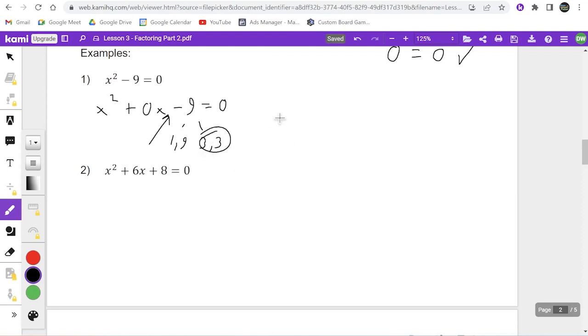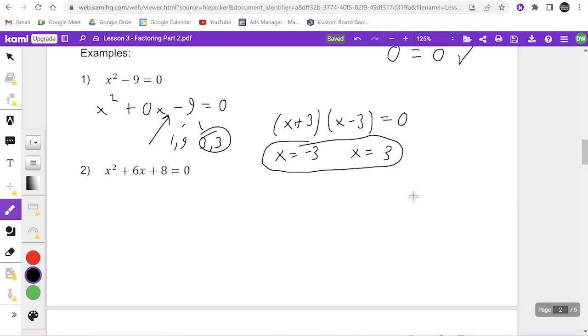It looks like since it's one of each, it's going to be x plus 3 times x minus 3 equals 0. And then the last thing we're going to do is, again, just do the opposite. So it looks like the opposite of positive 3 is negative 3, and the opposite of negative 3 is positive 3. And you don't have to write positive 3, you can just write 3, that's fine. And here are our two answers for this one.